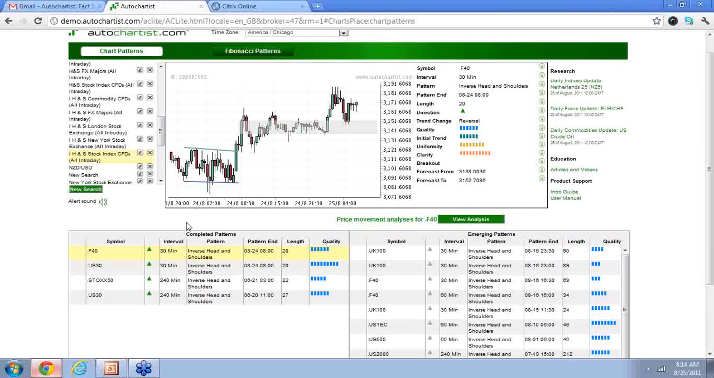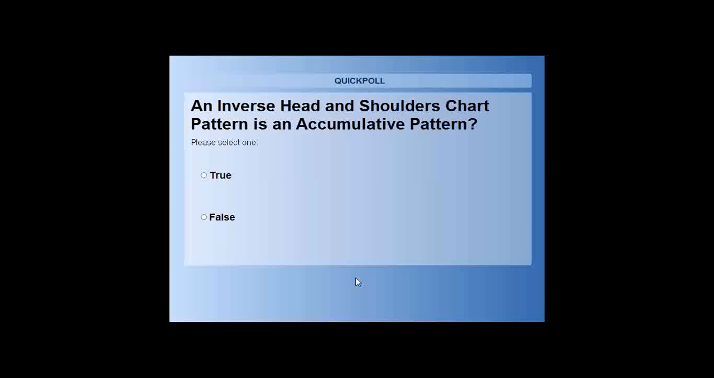Now we have a question right now, and the question is, an inverse head and shoulders chart pattern, a cumulative pattern, true or false? Okay, that's a true or false question. Great, looks like we've got 100% true. It's beautiful. Should end right here.